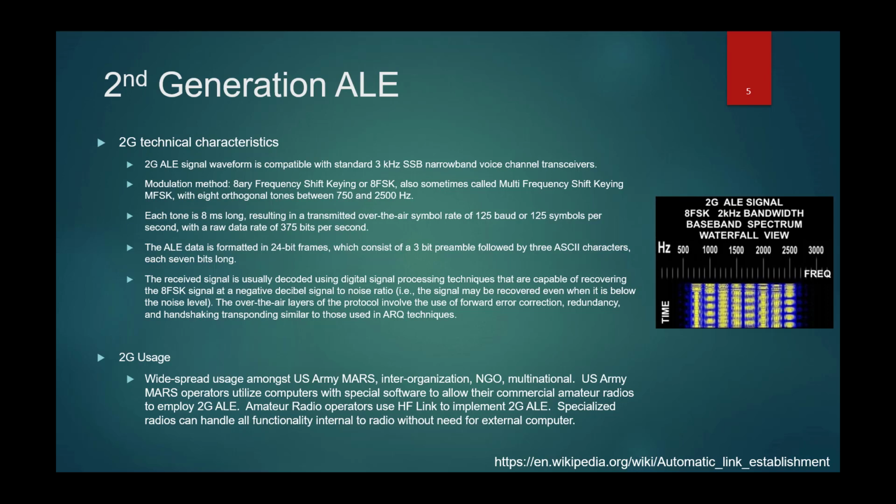In fact, HF Link is the organization, also the software, that allows you, through your computer, to implement 2G ALE by hooking up any amateur radio that doesn't have built-in 2G ALE capability and be able to utilize it. And then you can not only do sounding to find out which frequency is the best to use for a specific station, you're also able to include short text messages within this protocol and be able to pass information where you might not have been able to if the analog voice was too weak to make out.